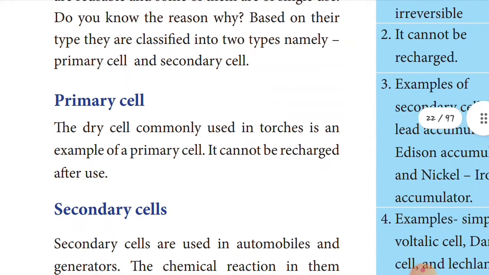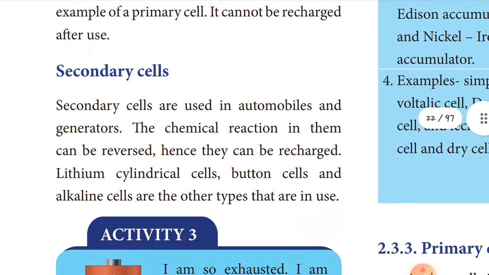Yeah, based on the types, they are classified. So one is primary cells. Primary cells are dry cells. Commonly we are using them in torches, which are examples of primary cells. They cannot be recharged after use. Once we use them, again we have to throw them. So we are using those batteries.